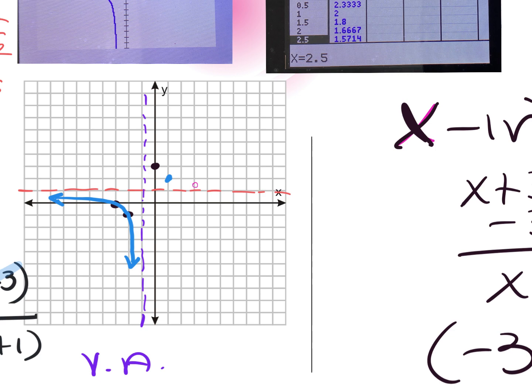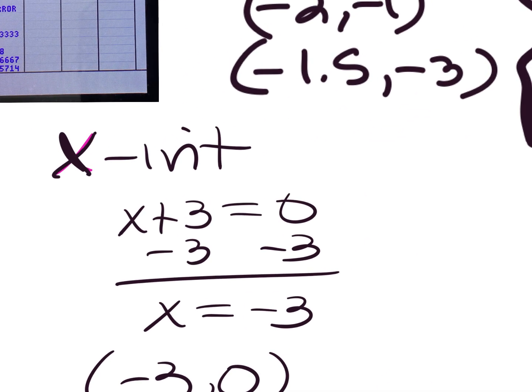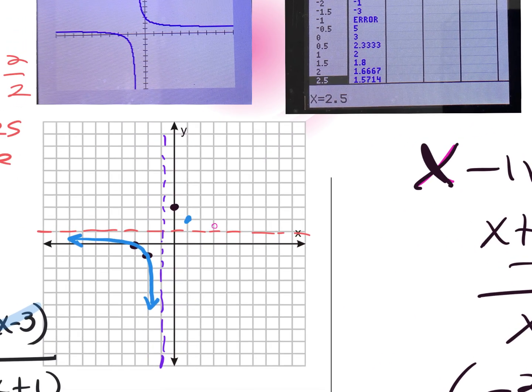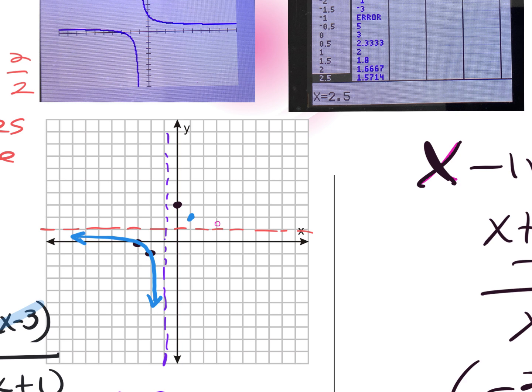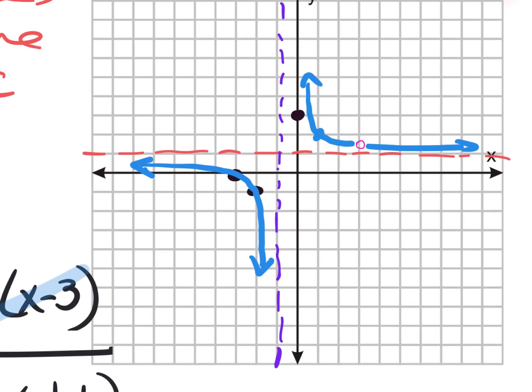And then I also said 2 and 1.6 repeating. So right around in here. So it's going to skim, come up to the pink, don't go through the pink, and then start up on the other side. So leave the little hole there.